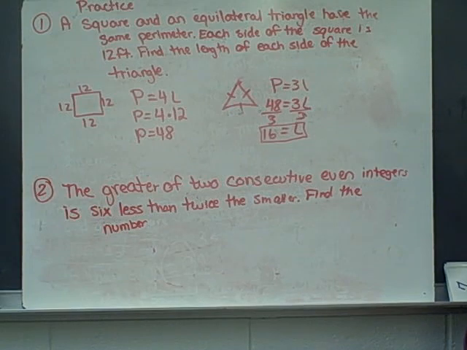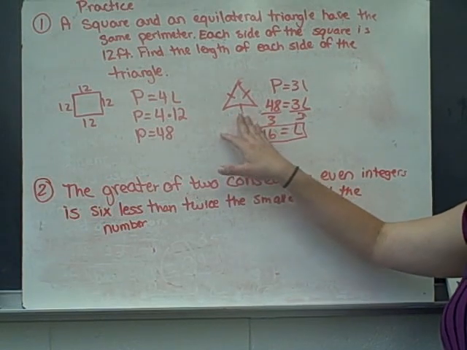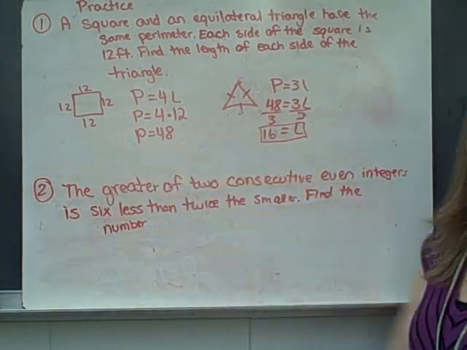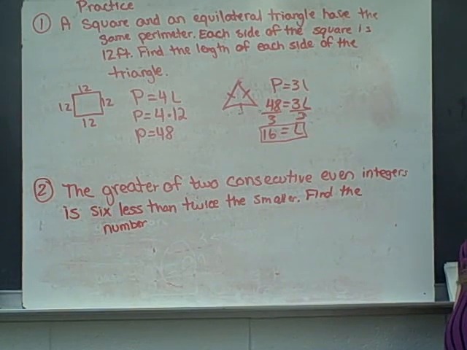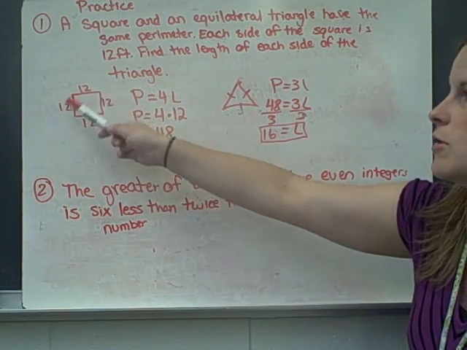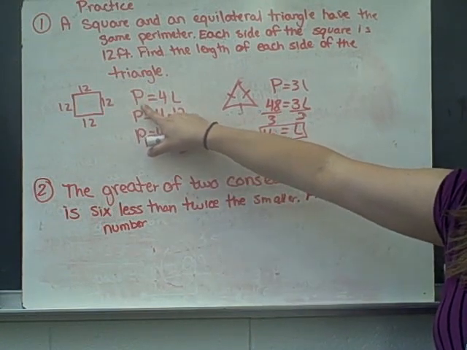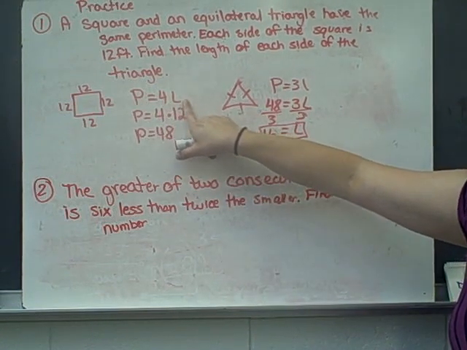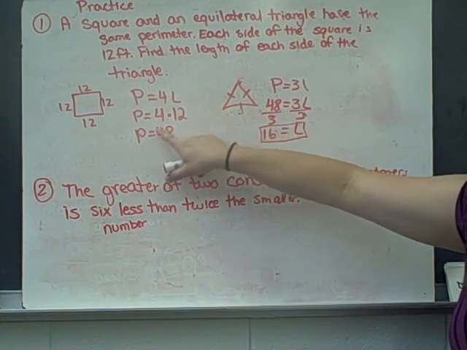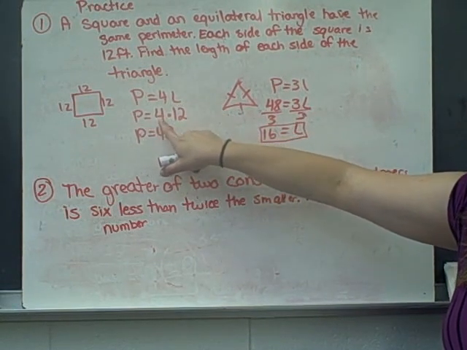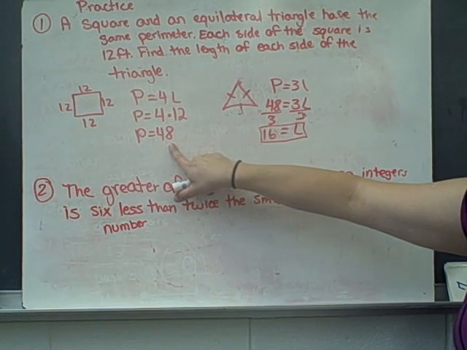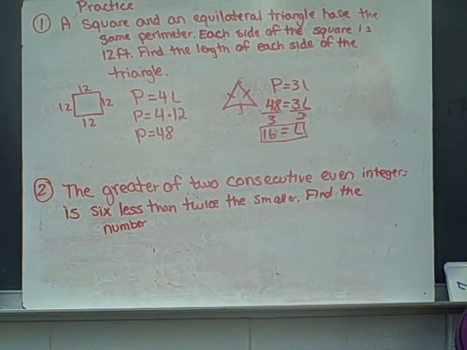So notice that I've drawn 2 different pictures here. I have an equilateral triangle and I have a square. Okay. The sides of the square are all 12. The problem told me that. So I went ahead and I labeled everything with 12. Okay. We know that we can get our perimeter by adding up all the sides. So perimeter of this square here would be 4 times the length. Okay. So the perimeter is 4 times 12, so the perimeter of the square is 48.